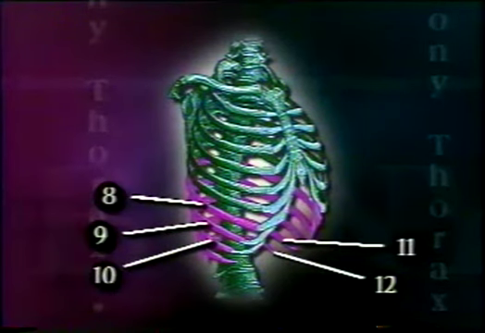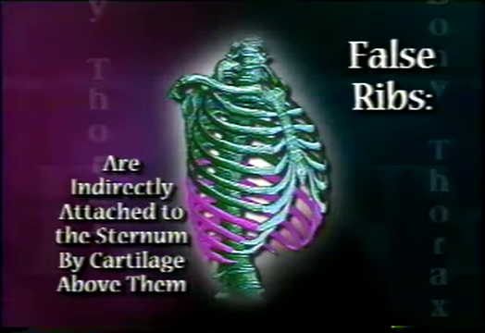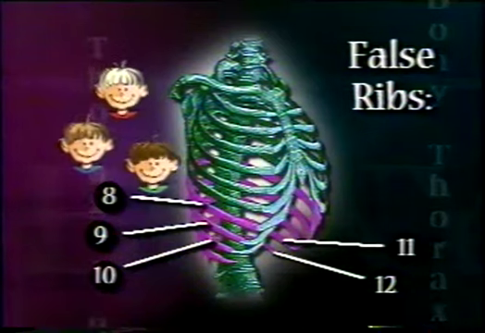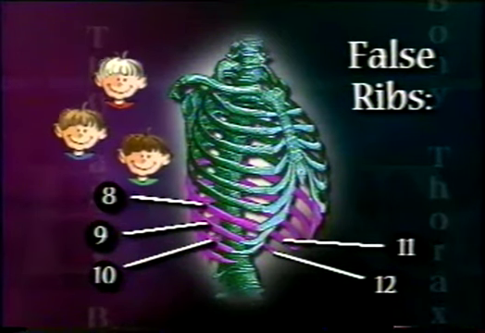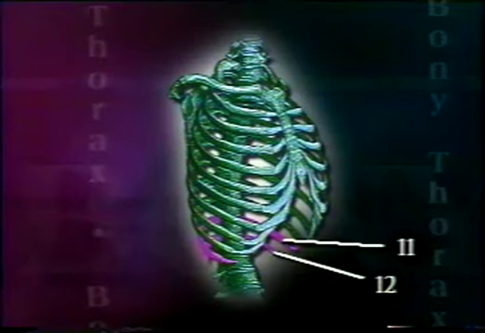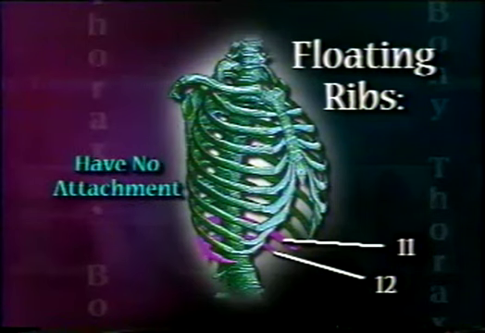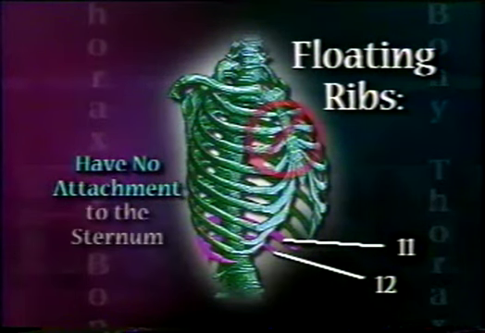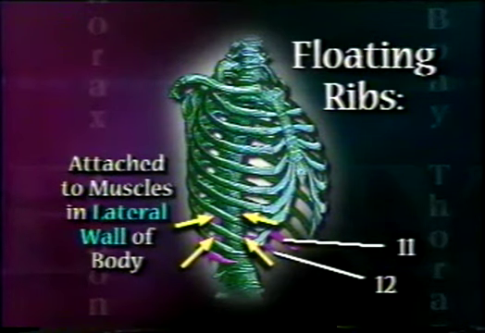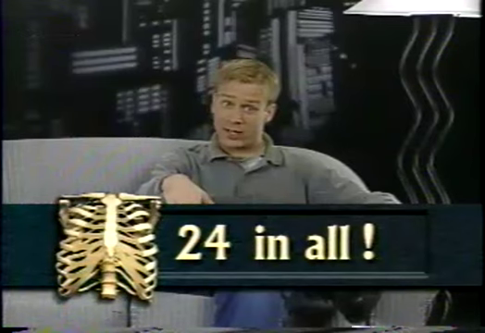The last 5 ribs are known as false ribs. The false ribs are indirectly attached to the sternum by cartilage located directly above them. They are also as wily and dishonest as the pickpockets from the musical Oliver. The last 2 false ribs are sometimes called floating ribs because they have no attachment, physical or emotional, to the sternum. Instead, they are attached to muscles in the lateral wall of the body. And remember, the ribs are paired bones, so there's 24 altogether.